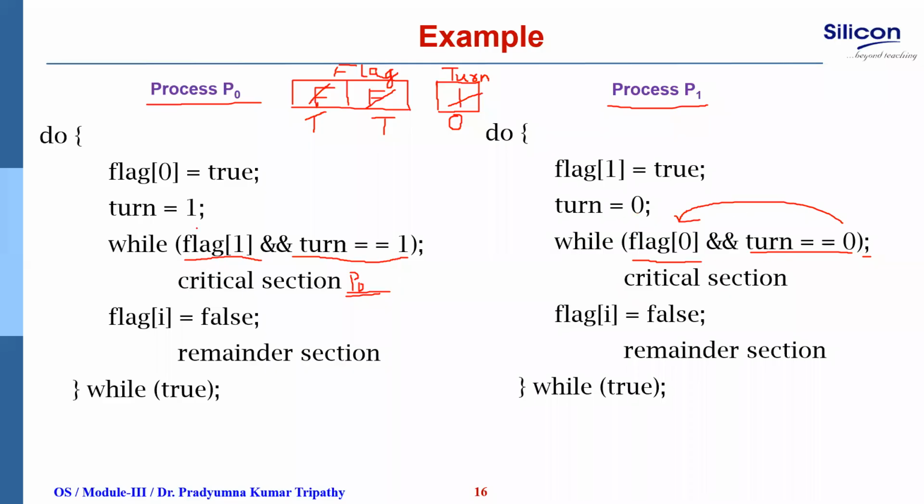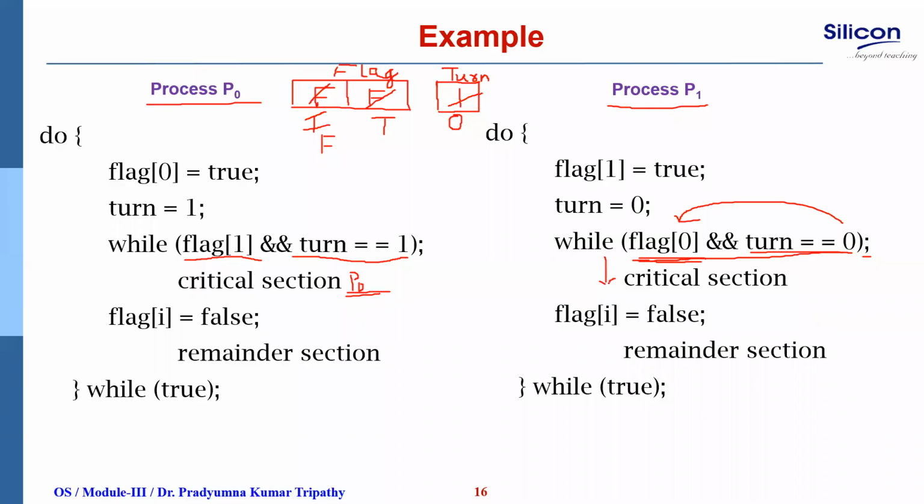Both are true now. Suppose P0 has finished its execution. So while coming out, what will it make? Flag of i equals false. So it will make the flag of i equals false. Correct? The moment it makes it false, will this condition become false or not? Because flag of 0 is now false. So false and true is false. So it will enter into the critical section.